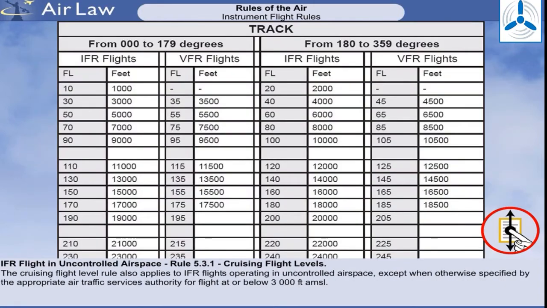The cruising flight level rule that you have just learnt about also applies to IFR flights operating in uncontrolled airspace, except when otherwise specified by the appropriate Air Traffic Services Authority for flight at or below 3,000 feet above mean sea level.